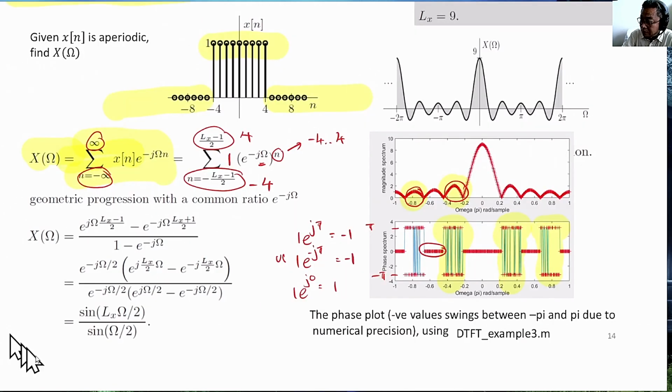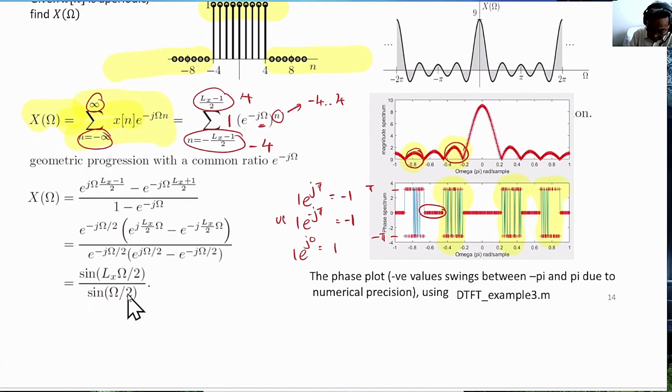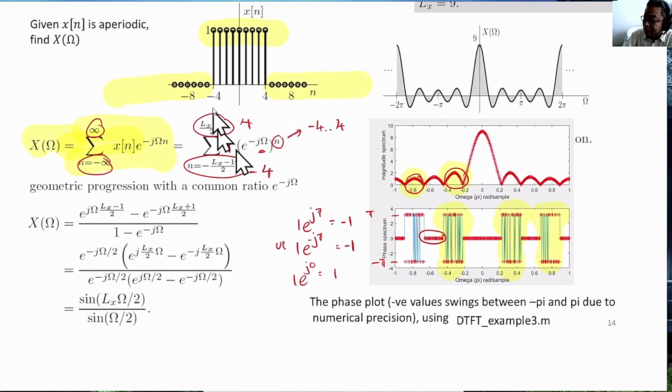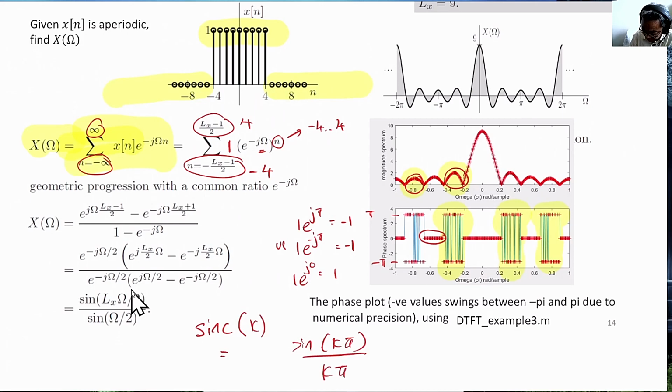Alright, I will leave you with the derivation of this summation of this geometric progression to finally get this result. This is the most famous result where we have a square pulse which results in a sinc function. So this is a sinc function. Let me repeat what a sinc function is. Sinc of k is equal to sine of k pi divided by k pi.